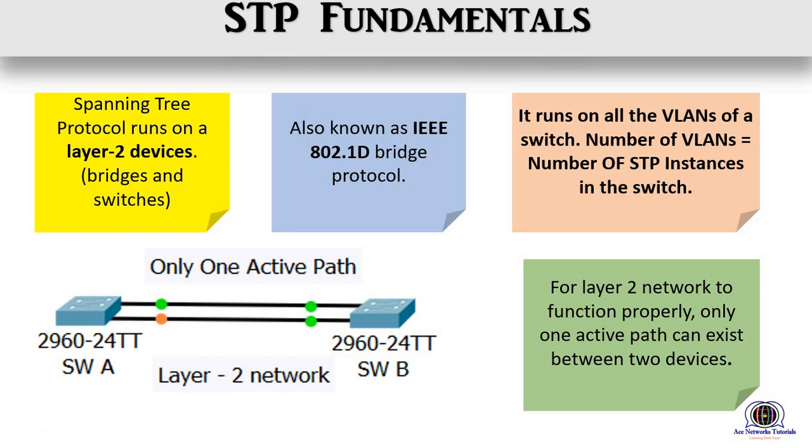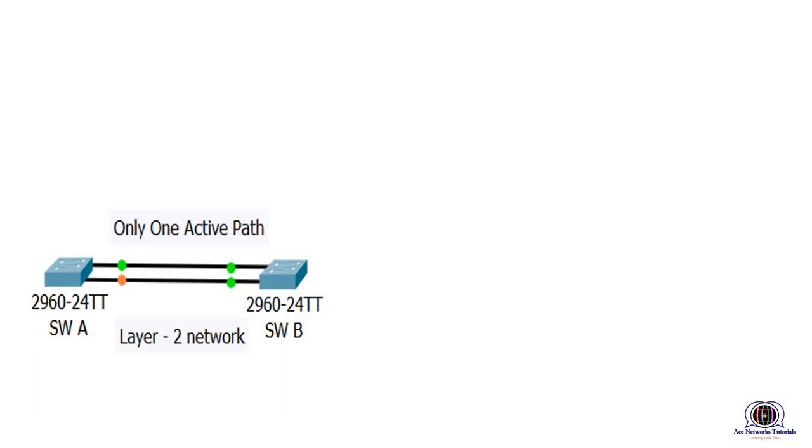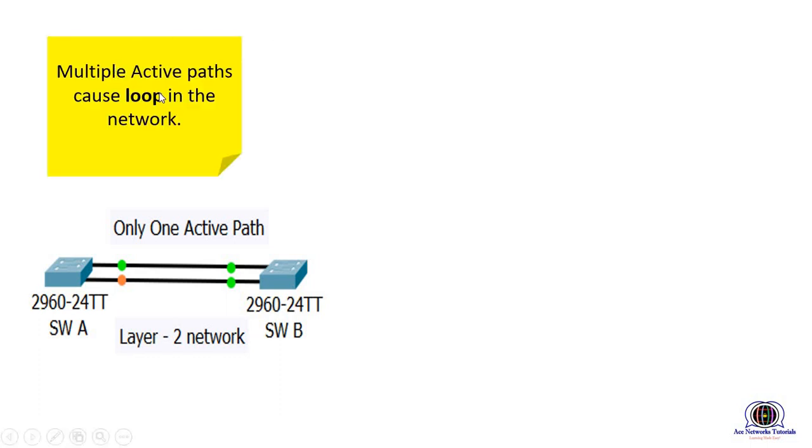Now let us see what will happen if you have more than one active path, or multiple paths, in your layer 2 network. We are again going to consider the same topology. Multiple active paths can cause a loop in the network. For instance, say you have these two paths as active paths. As we all know, a switch has one broadcast domain. That means the packet received from one port will be forwarded to all the ports of the switch.